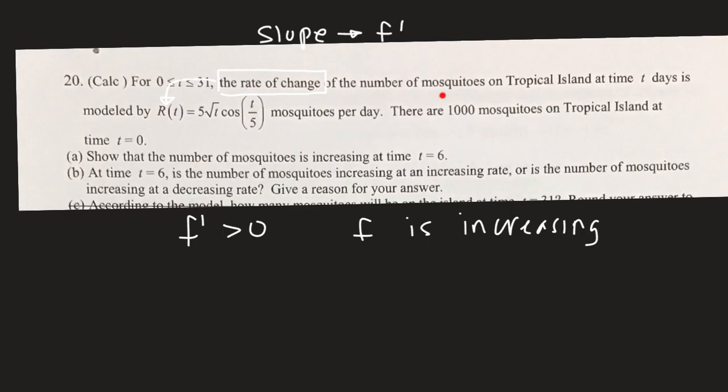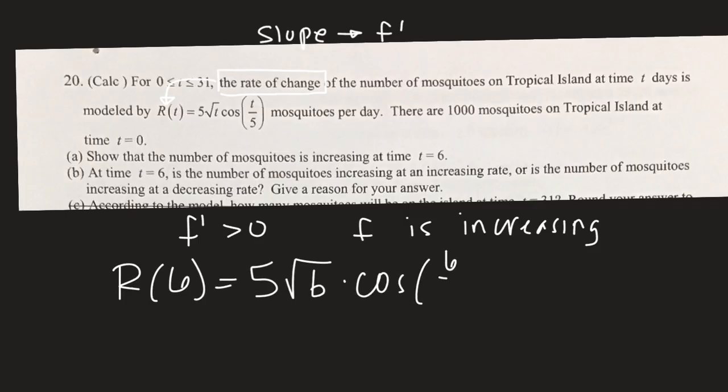So there is some number of mosquitoes function. This is the rate of change. And once again, rate of change means derivative. So I simply have to plug in 6 into my rate equation that I am given: 5 roots of 6 times the cosine of 6/5. I just have to plug 6 into my given equation because that is the derivative of the number of mosquitoes, right? I don't have a function for the number of mosquitoes. But this is the rate of change of the number of mosquitoes. Rate of change means slope.